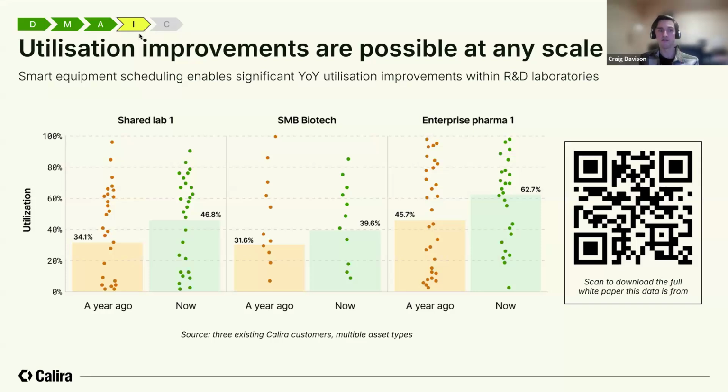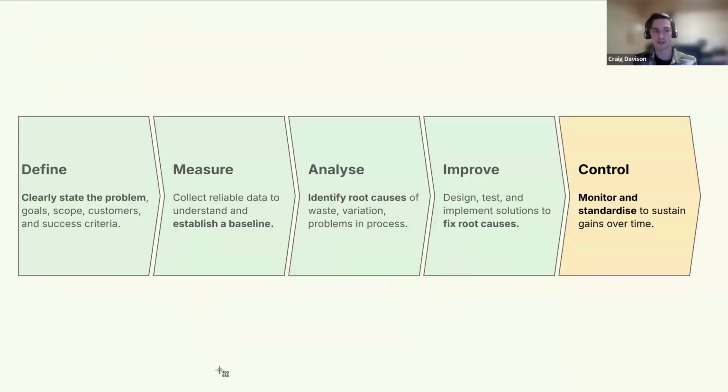You can see from these numbers that over a year of using Calira, these organizations all improved utilization across their instrument fleets. We aren't saying that this is all because of us. There's no single lever here that caused this improvement. It's the combination that works. So better digitization, better procedures, and an improved data-driven culture around equipment and utilization.